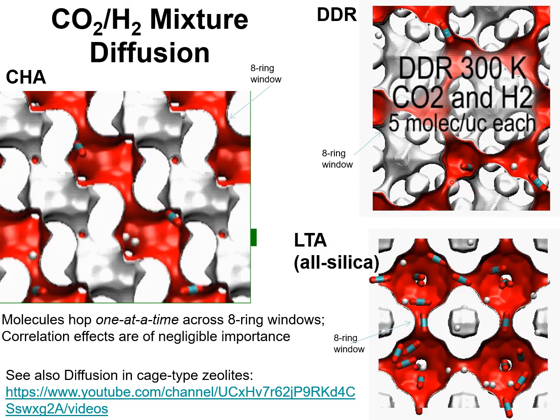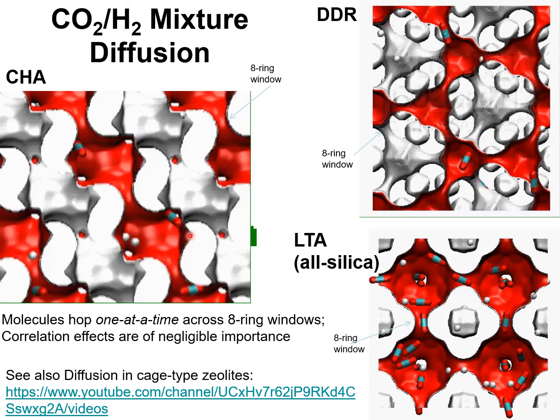The correlations in all these zeolites are of negligible importance because the molecules jump one at a time across the narrow windows, and the intercage jumps are therefore not correlated. Let's see animations to illustrate that.